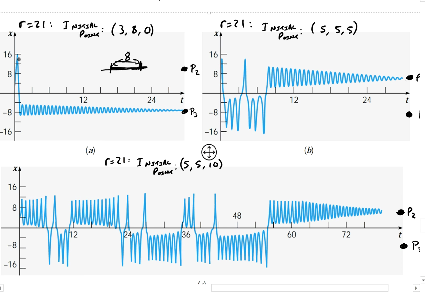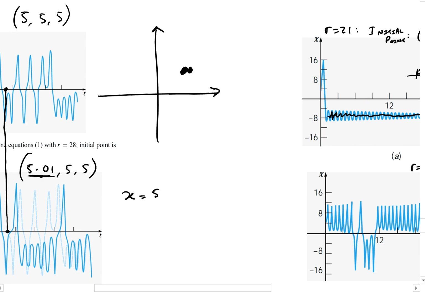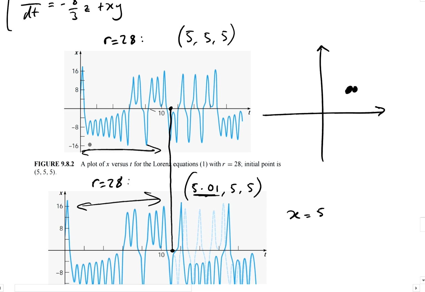If we did this, we pretty much ended up at P3 straight away. Hopefully you can see here, we go up, then we go down, and then we end up tending towards P3 virtually straight away. But then he looked at what happens if we have 5, 5, 5, the same point we had before. This is 5, 5, 5, and this is what we ended up with.